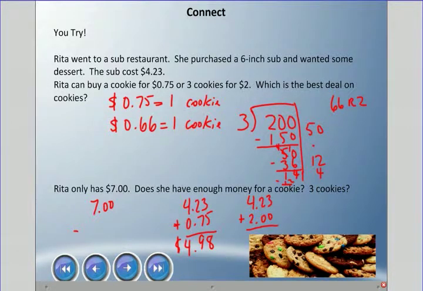Okay. What about this way? I'll choose a different color. Hopefully you can see it. 3, 2, $6.23. So yeah, that's still under $7. Just for fun, let's figure it out. 10 minus 3 is 7. She would have 77 cents left over to buy 3 cookies.